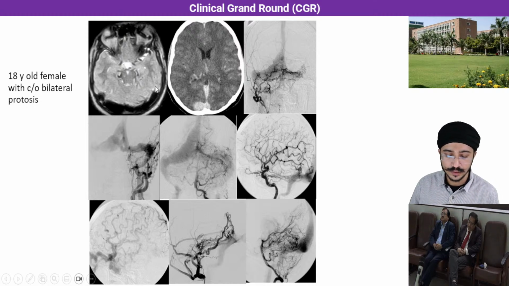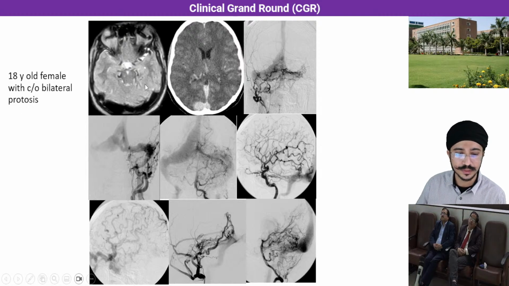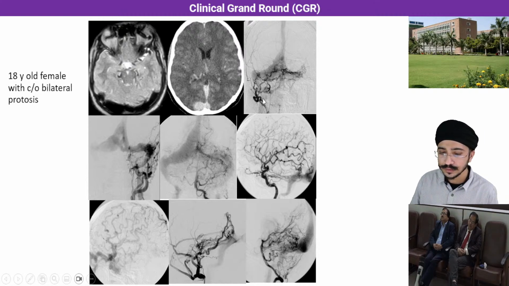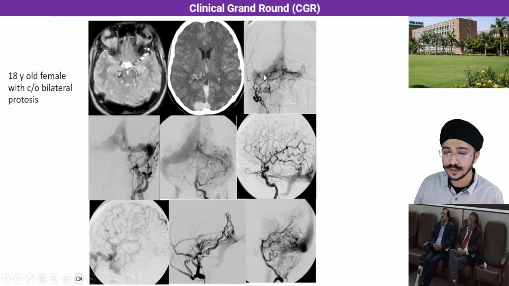This is one of the cases that we did via transvenous route. The 18-year-old female here presented to us with the complaint of bilateral ptosis. The representative images of the patient, axial T2 weighted images, we can see there is dilatation of bilateral superior ophthalmic veins. The DSA images reveal a large torcular and transverse sinus dural AV fistula with feeders from middle meningeal artery and occipital branches.